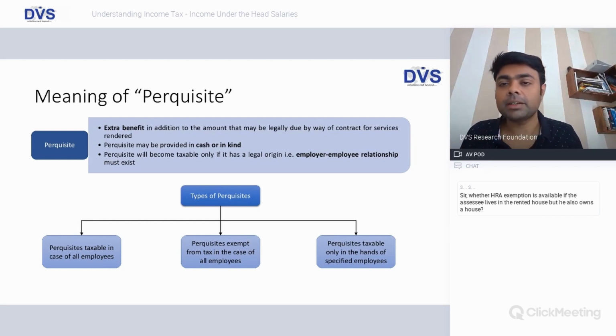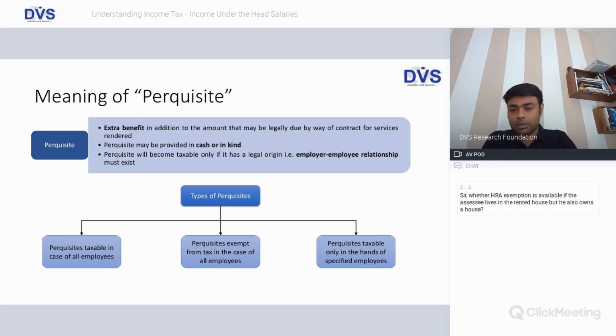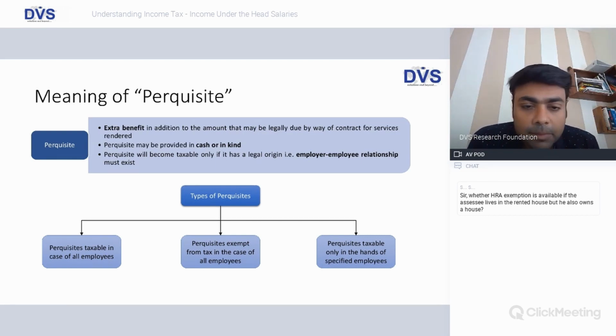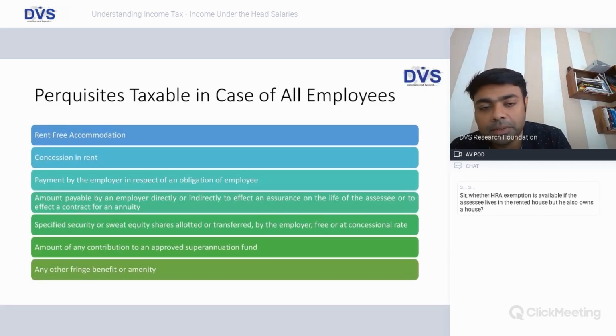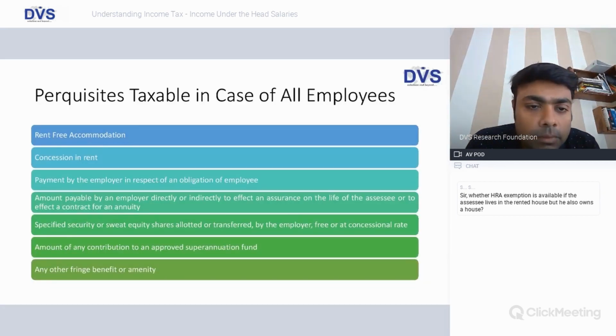So again, when we categorize perquisites, we can do it across three specific categories: fully taxable, fully exempt, and taxable only for specified employees. Fairly straightforward. Moving on, taxable for all: rent-free accommodation, whether it is furnished or unfurnished; concessional rent; payment by the employer in respect of an obligation of an employee, which is an obligation of an employee met by the employer.